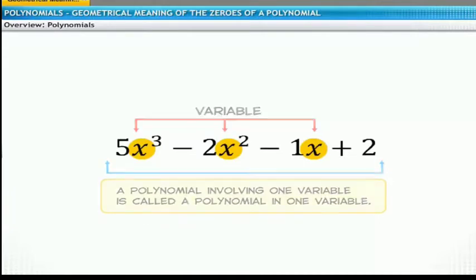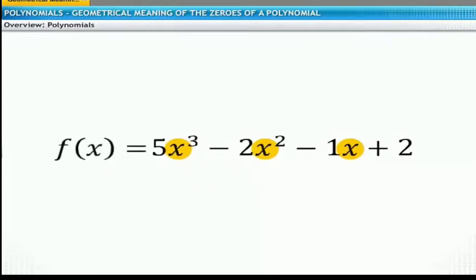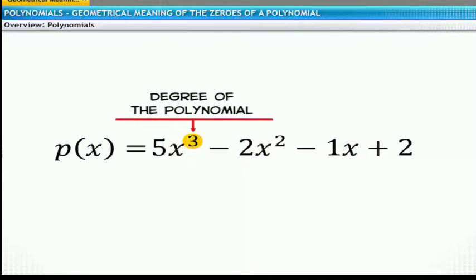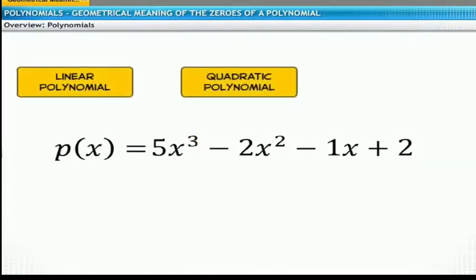A polynomial involving one variable is known as a polynomial of one variable. Here you can see only one variable, x, so we can write p(x), f(x), a(x), whatever we can write, because the variable here is x. So it is the polynomial p(x), q(x), g(x), anything you can write here, because it is in terms of x.